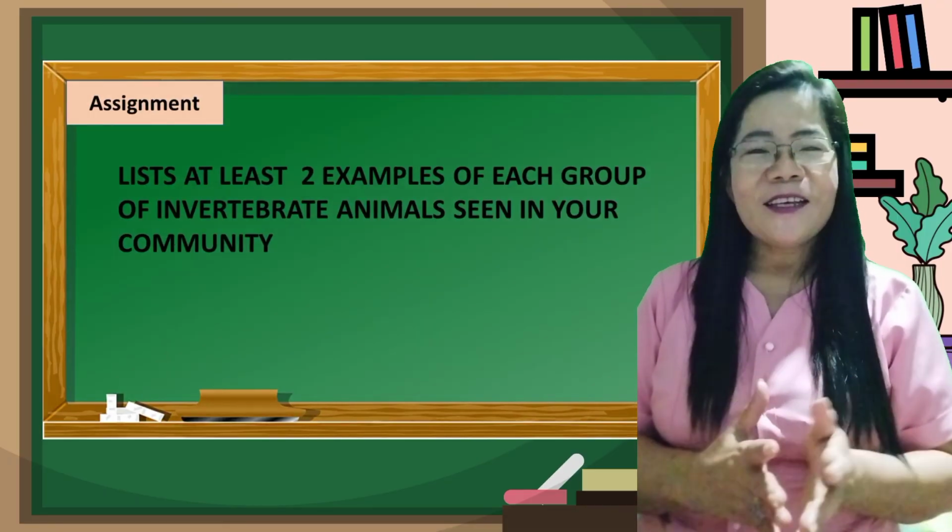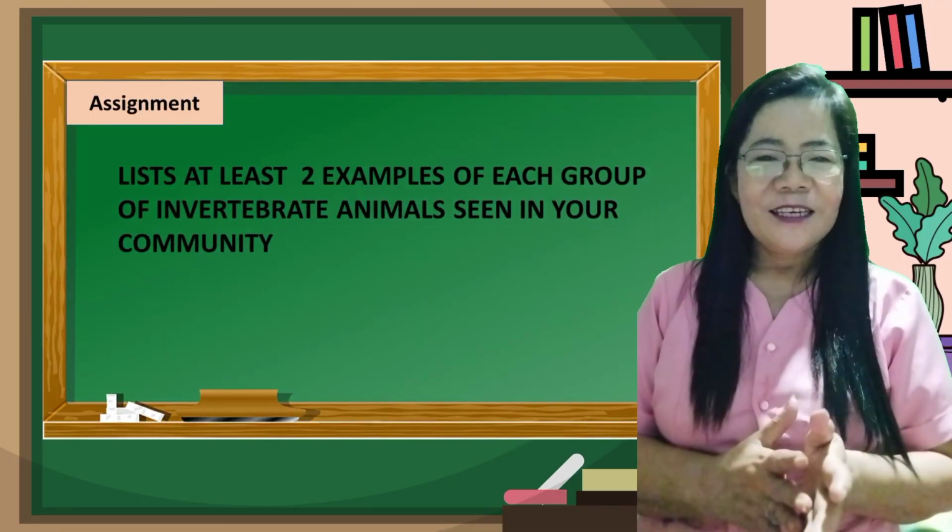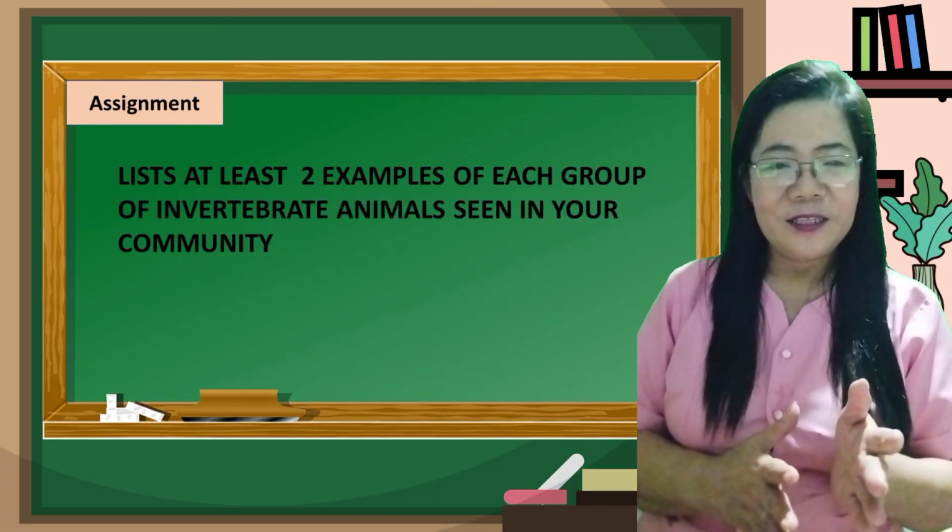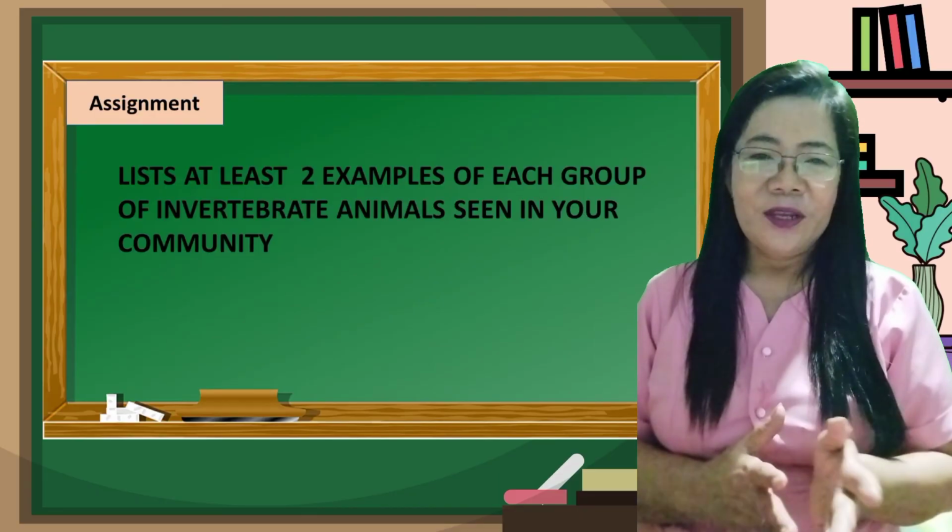For your assignment, list at least 2 examples of each group of invertebrates seen in your community.